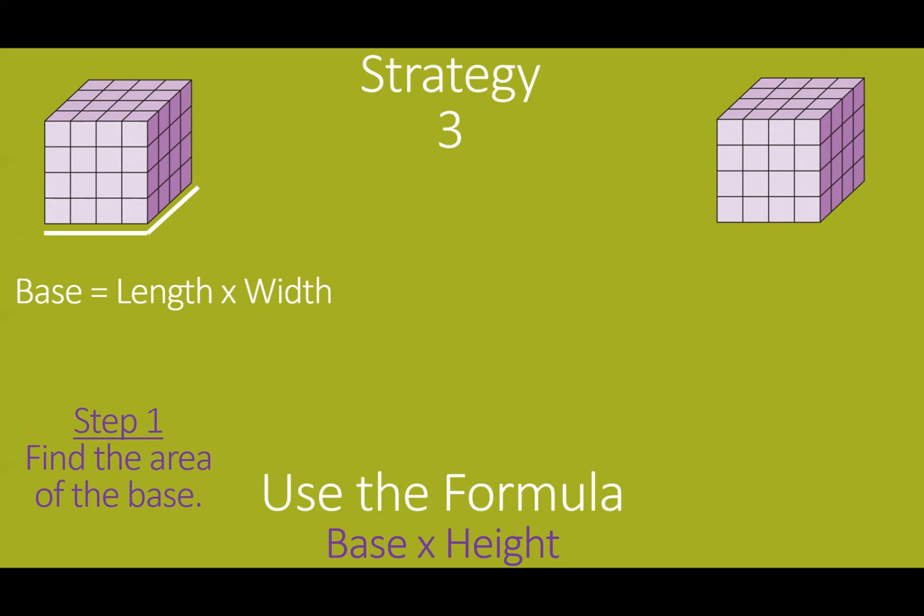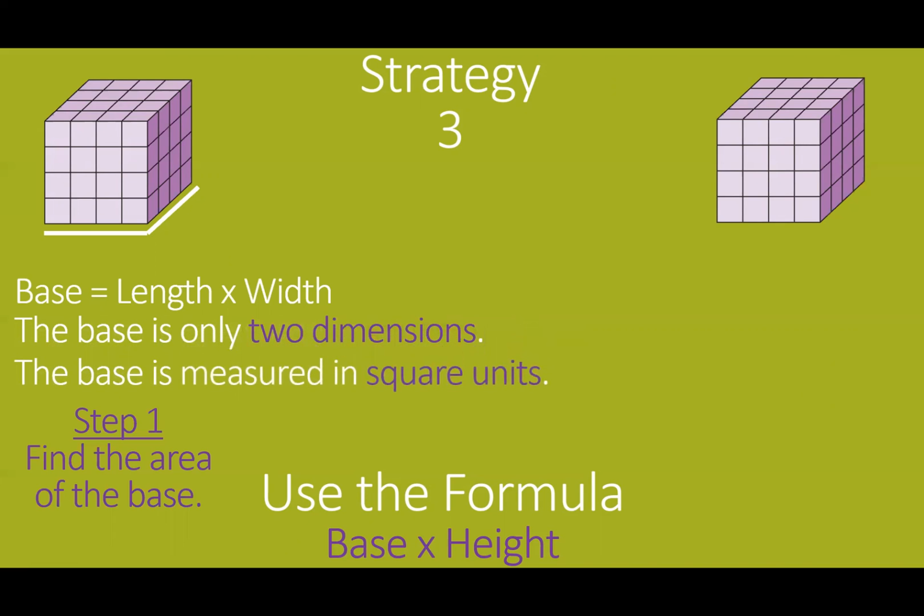We know that length times width equals the area. And remember, area is only 2 dimensions. It's only length and width. That's just 2 of them. So because of that, the base is measured in square units. Here's our base. We have a length of 14 and we have a width of 14. So altogether, our base is 16 square units because we're not talking about a volume yet.